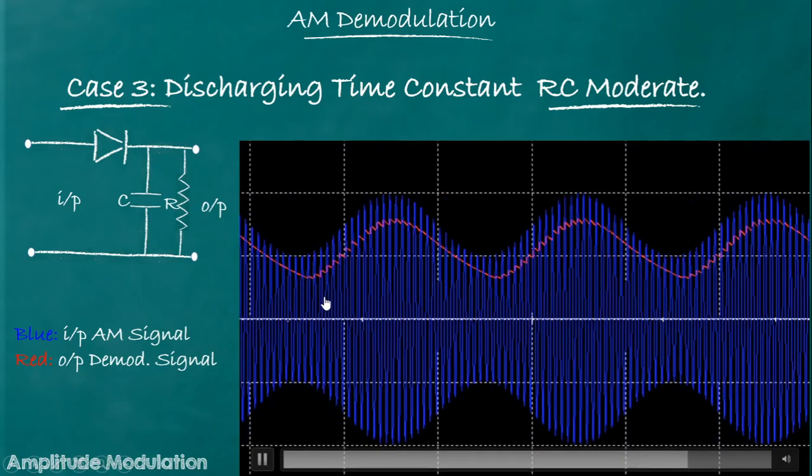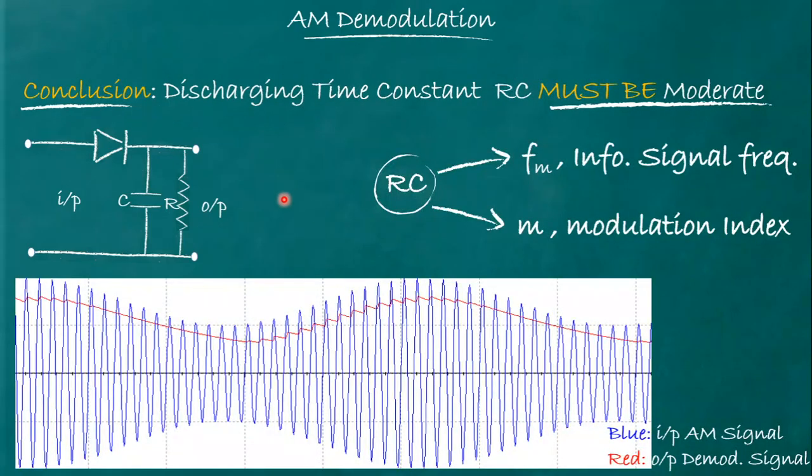So in that sense, your red signal, which is the output signal, is following the shape of the envelope, with some ripples in the output. Here we can conclude that the discharging time constant RC must be moderate. It must not be too high nor too low. If you take RC moderate, then your output signal, the red one, follows the shape of the envelope.